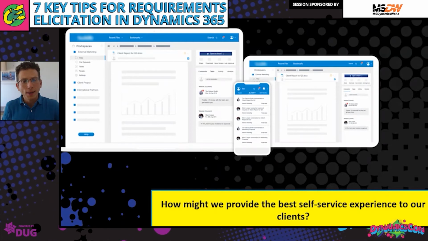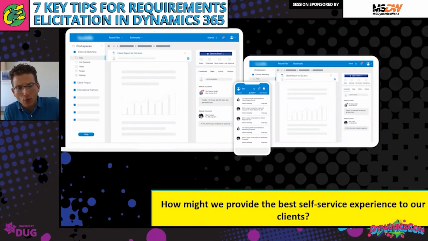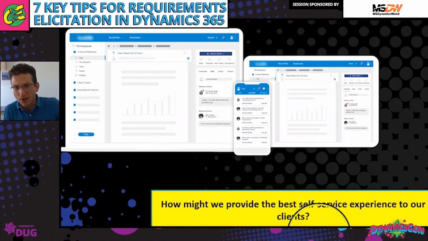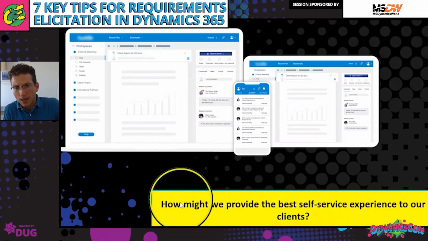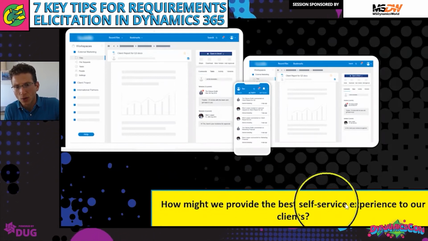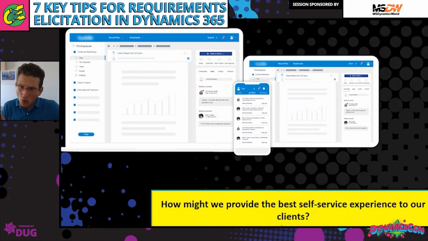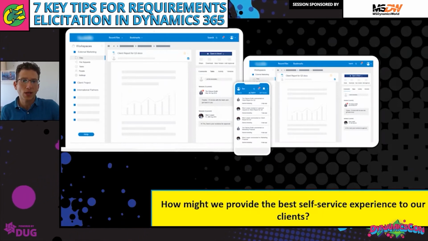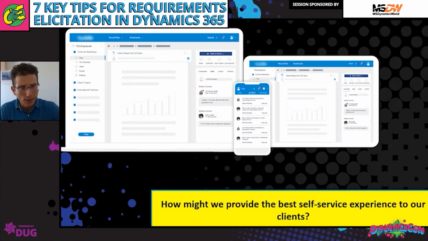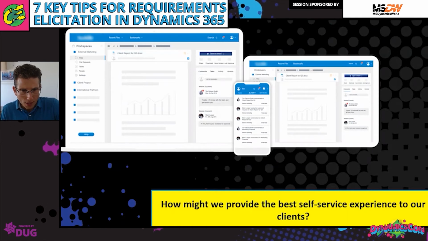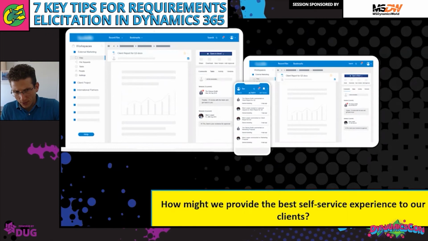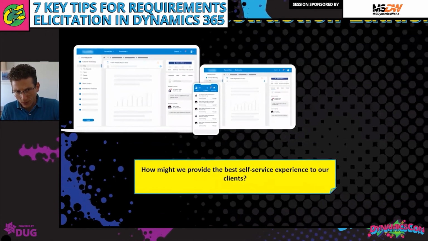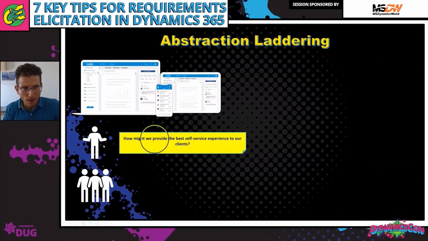So what we did, we came up with a problem statement, right? So we defined that together with the client. We said, how might we provide the best self-service experience to our clients? So you need that to start the abstraction laddering. You need that problem statement. So we put together that problem statement that we wanted to discuss, and then you have a facilitator.